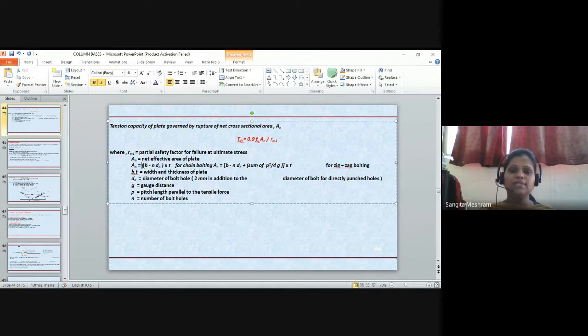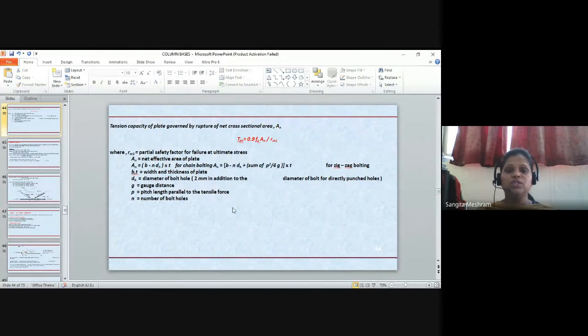Chain bolting में आपका simple formula रहेगा B minus NDH into T. And if the bolts are zigzag, then for that the net effective area will have a different formula. Okay, so D0 or DH is the diameter of the bolt hole, B and T are the width and thickness of the plate, G is the gauge distance, P is the pitch length, and N is the number of bolt holes.